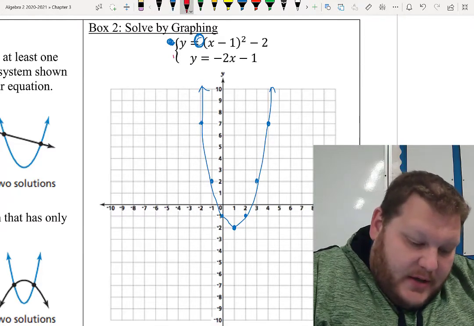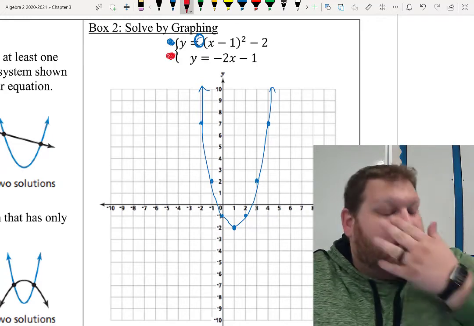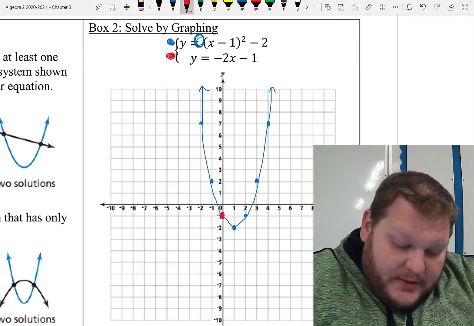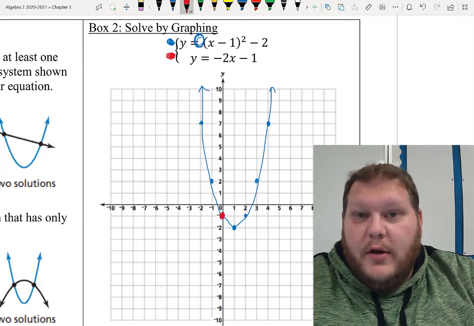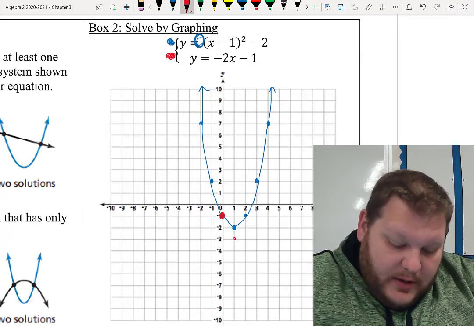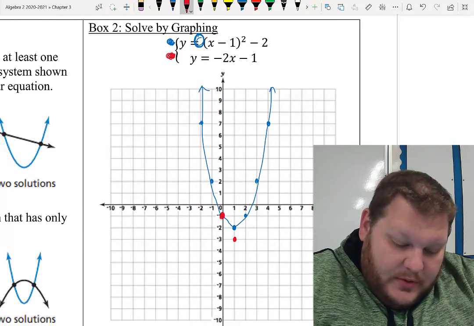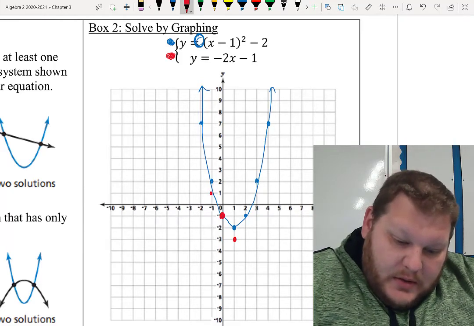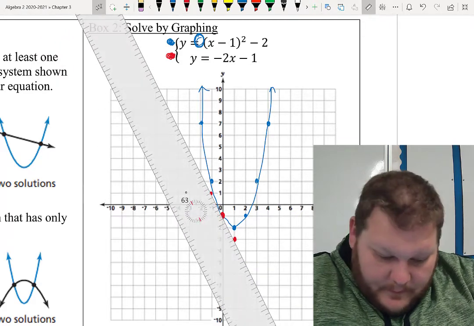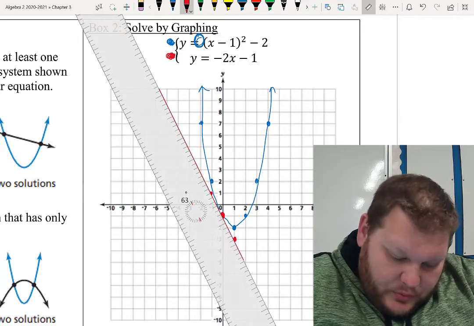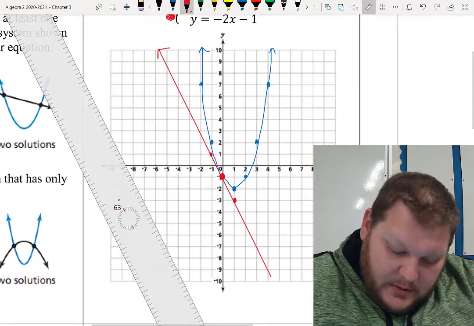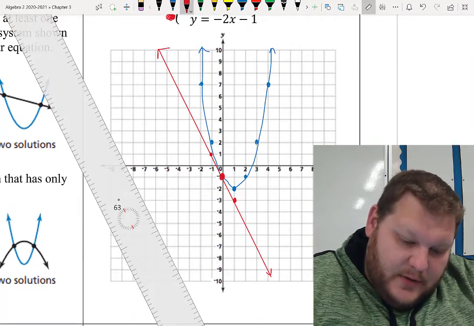I'll switch over to red for my line. For this linear function, we've got y equals negative 2x minus 1. So negative 1 is my y-intercept, and hey, look at that, we already found a point where they overlap. My slope is negative 2, so that's down 2, right 1. I could go up 2 and left 1. I'll grab my ruler, line them up, connect my dots, and draw a nice straight line with arrows on the end.